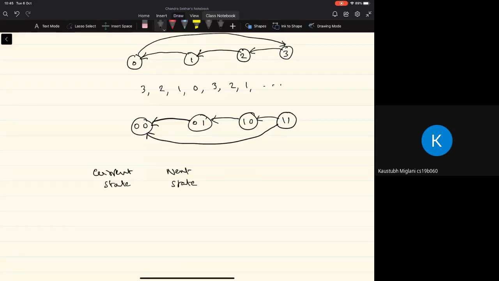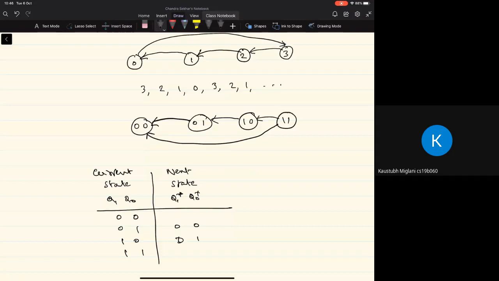Which you can easily get from the state transition diagram. So if the current state is 01, the next state is 00. If it is 10, then it is 01. 11, it is 10. When it is 00, it will go to 11.